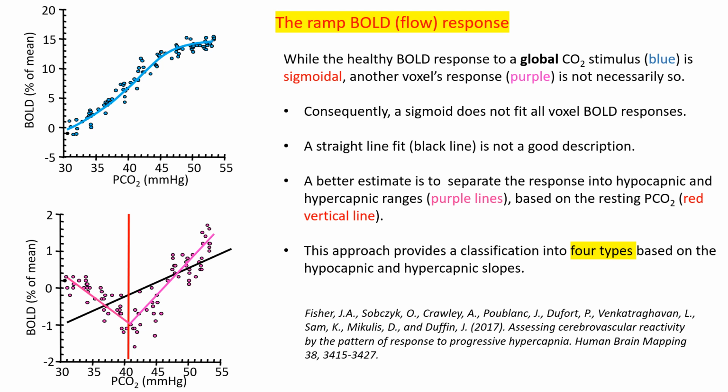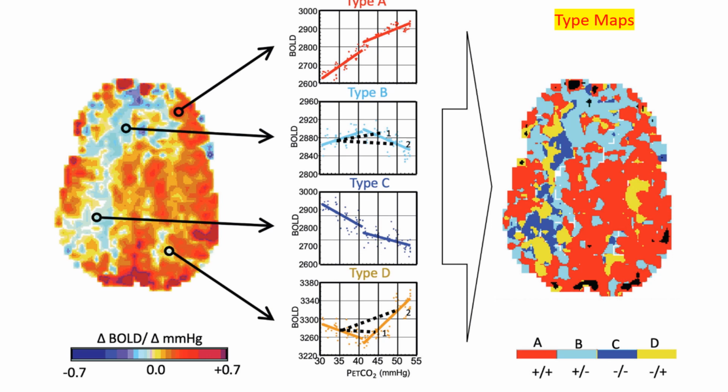A better estimate is to separate the response into hypocapnic and hypercapnic ranges, the purple lines, based upon the resting partial pressure of carbon dioxide, shown as the red vertical line. And this approach provides a classification into 4 types based upon the hypocapnic and hypercapnic regression slopes. The 4 types can be used to produce a type map, as this picture demonstrates.